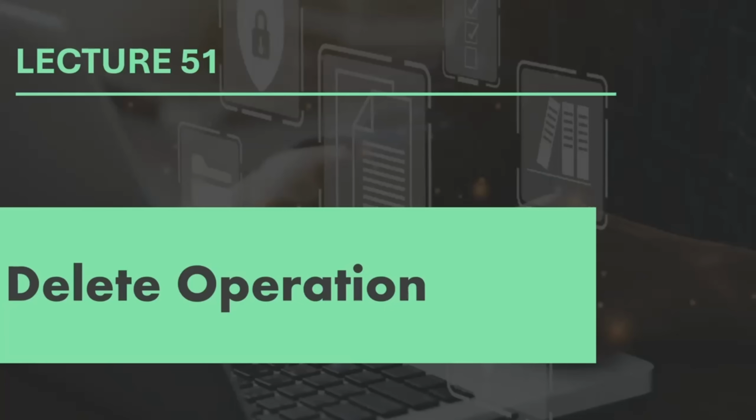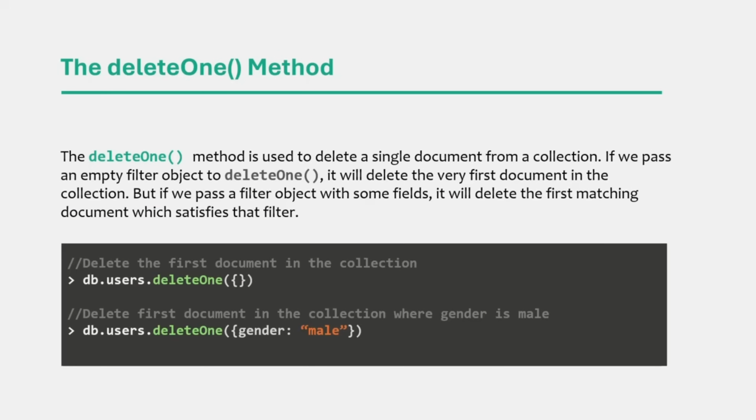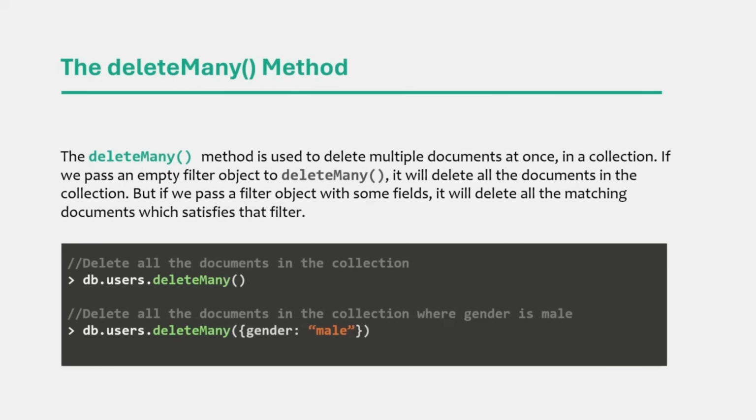So we have learned that in order to delete a document in MongoDB, we have the deleteOne and deleteMany methods. The deleteOne method is used to delete a single document from a collection. And if we pass an empty filter object to deleteOne, it will delete the very first document in the collection. But if we pass a filter object with some fields, it will delete the first matching document which satisfies that filter.